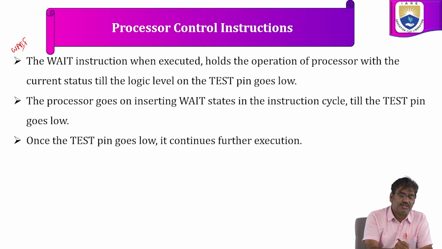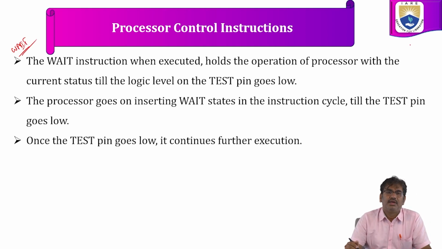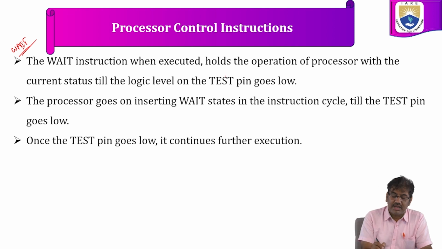The next instruction is the wait instruction. The wait instruction, when executed, holds the current operation until the logic level on the TEST pin goes low, where the TEST pin is an active low signal. So the processor keeps injecting wait states in the instruction cycle till the TEST pin goes to 0. Once the TEST pin is 0, it continues further execution.